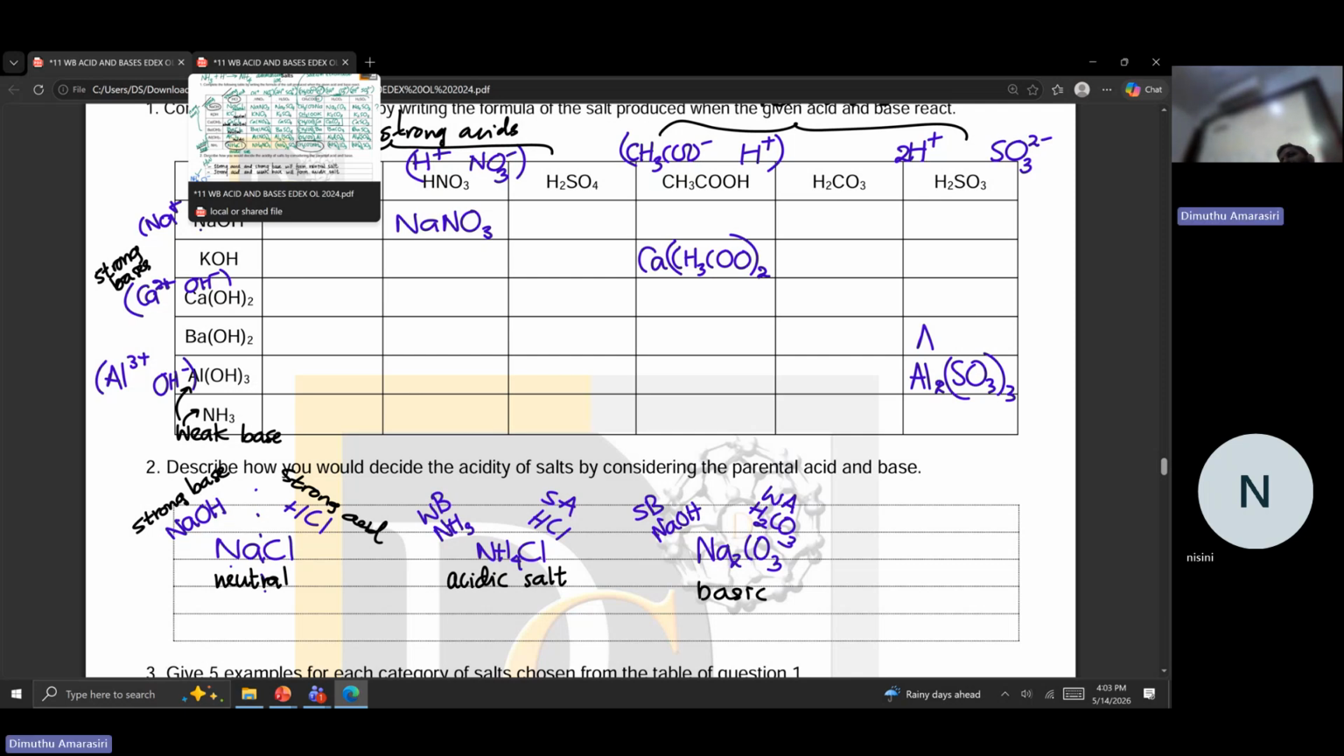Barium nitrate. Neutral. Barium hydroxide is a strong alkali and nitric acid is a strong acid. Therefore, neutral. Very nice.